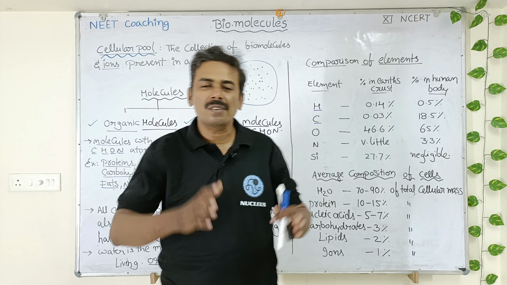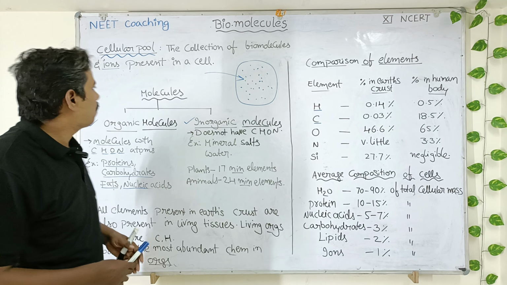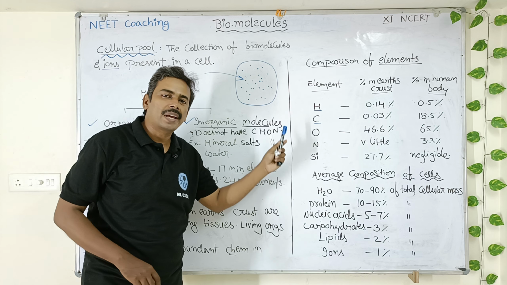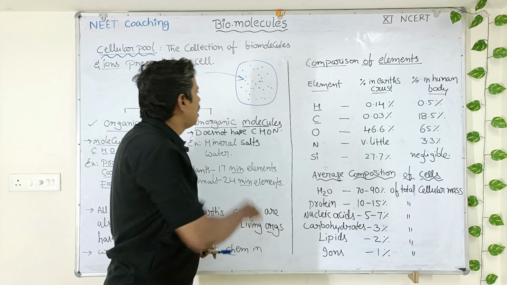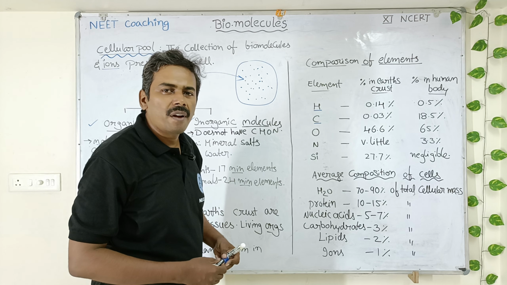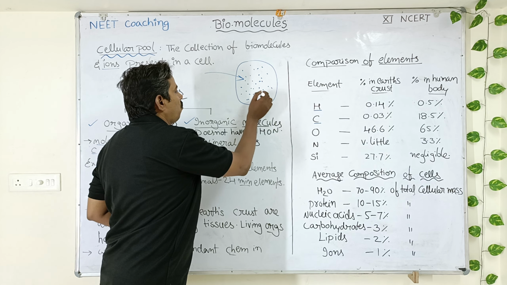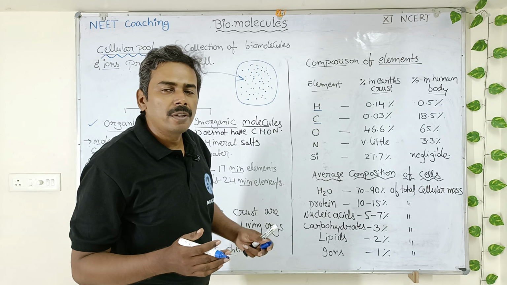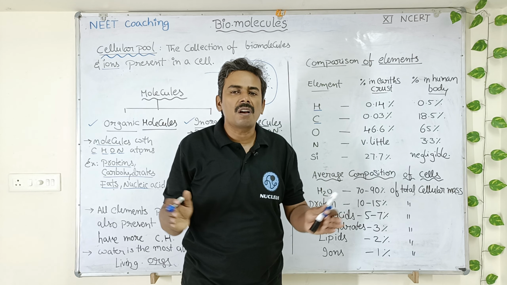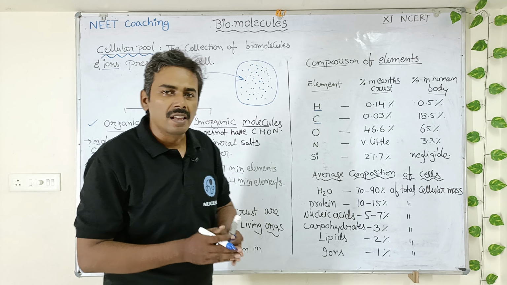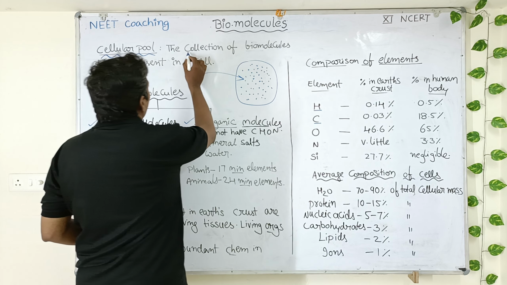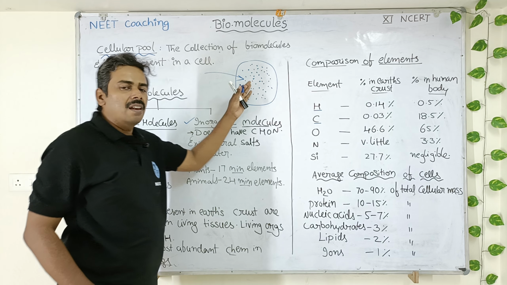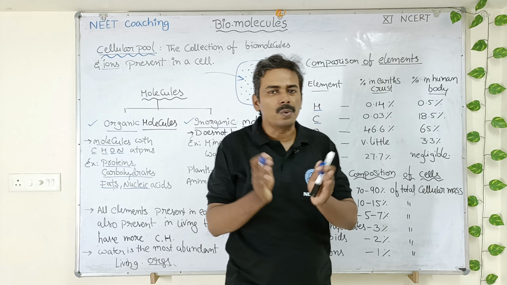First of all, we are going to start with the topic cellular pool. What is cellular pool? You can take any type of living cell. It may be a prokaryotic cell or eukaryotic cell. Inside the cell, students, what do you find? You can find thousands of molecules. You can find biomolecules, and also thousands of mineral ions inside the cell. So what is cellular pool? The collection of biomolecules and ions present in a cell is called cellular pool.